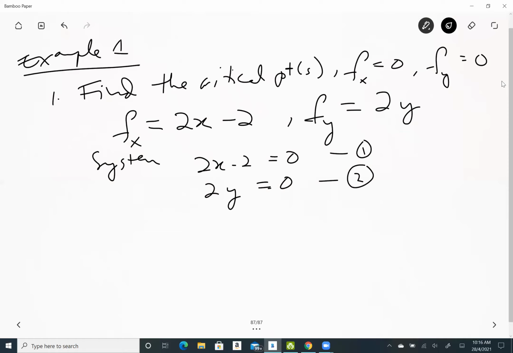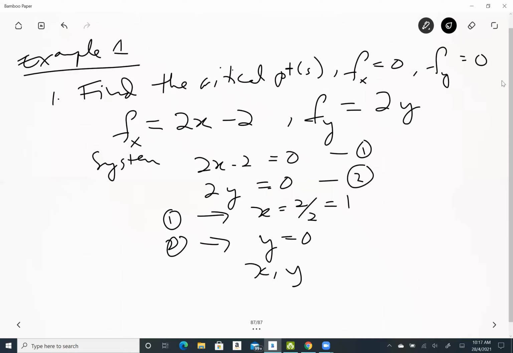So what is x? From number 1, what do I get? I get x equal to 2 over 2, that is equal to 1. Now from number 2, I get y equal to 0. So the critical point is x0, y0. So x equal to 1, y equal to 0.